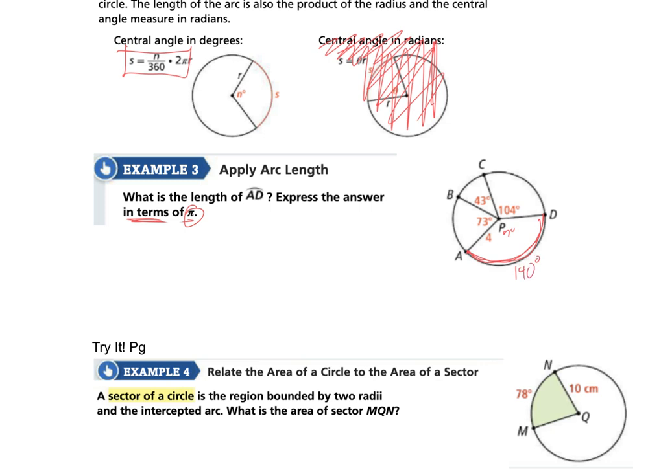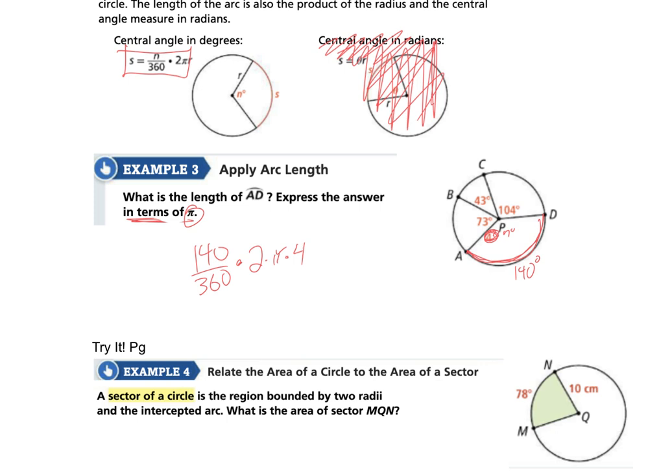So I'm going to write that: the arc measure is 140 degrees. So I've got 140 over 360, that's the portion of the circumference we have, multiplied by the circumference, 2 times pi times 4. That's our radius right here. So I'm going to go on the calculator. Now it says to put this in terms of pi. What that means is we don't multiply it by the pi.